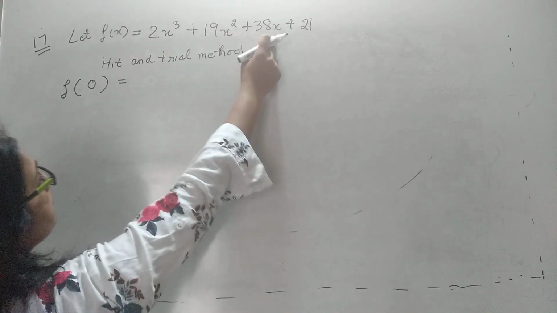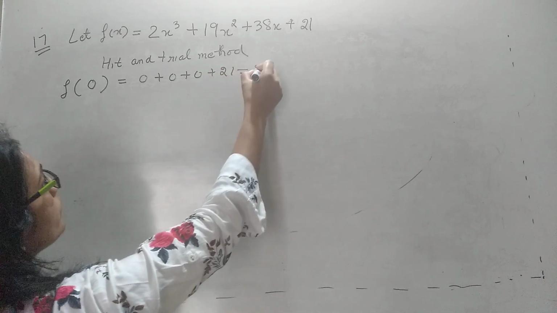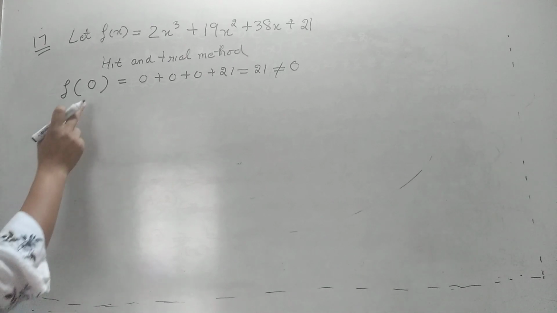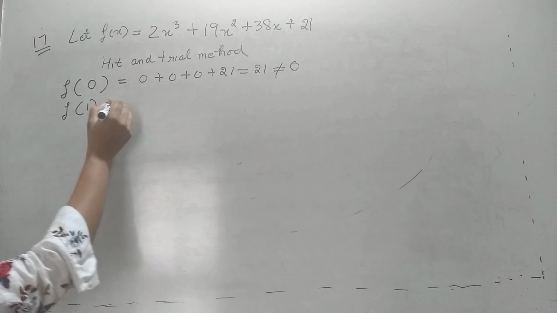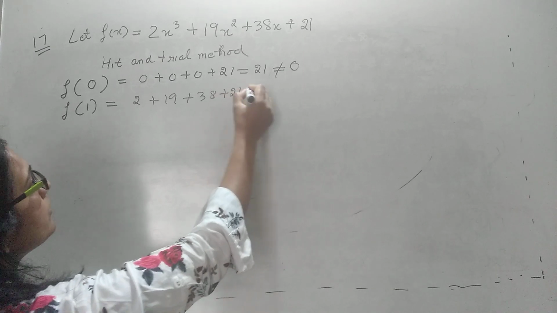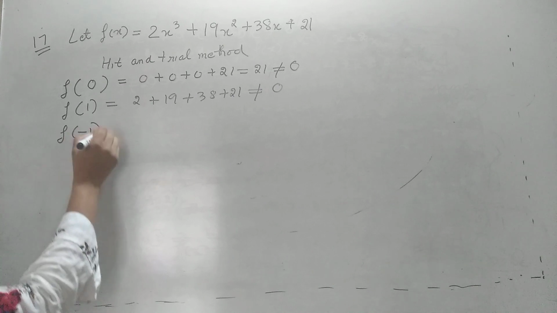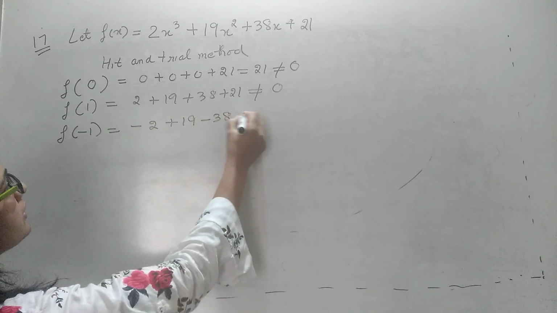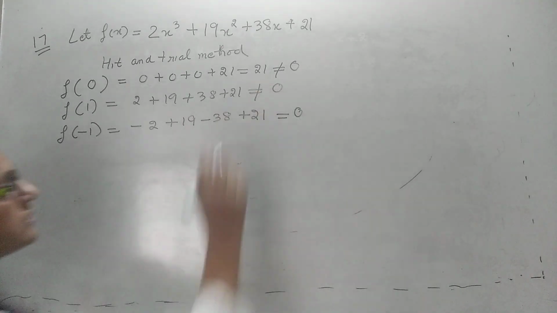If I put 0 in place of x, what do I get? I get the answer 21, but this is not 0. So this is not our number. I have to search for that number for which this expression becomes 0. If I put 1, plus 38 plus 21, that sum is also not 0. If I put minus 1, it is minus 2 plus 19 minus 38 plus 21. So 40 minus 40, that is 0.